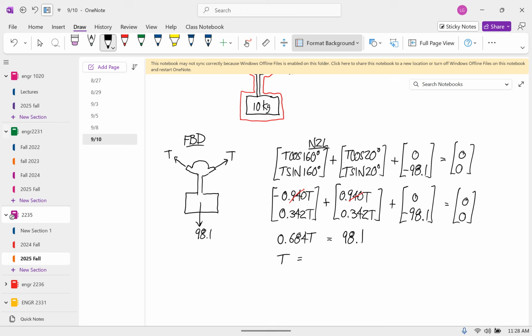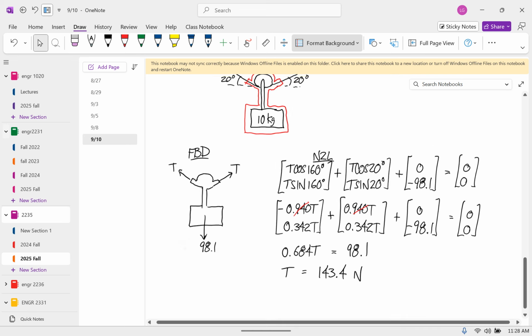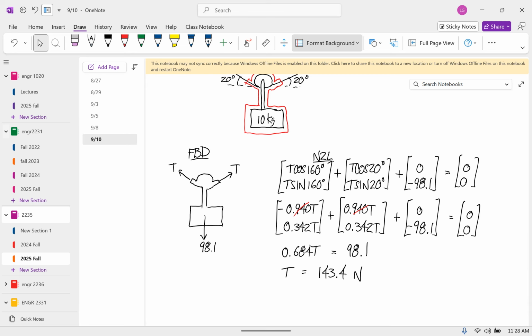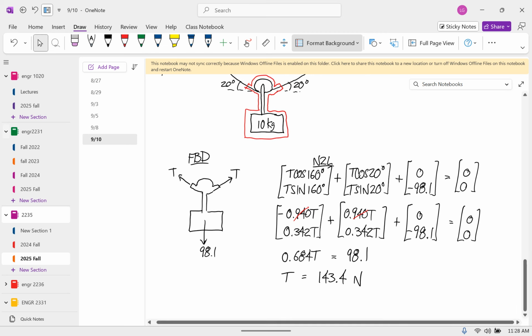So it's going to be something bigger than half. 143.4. Okay, so it's still decreasing the force that you need to apply to hold it up. Oh, 143, yeah. I also got 143.42, dividing 98 by something smaller than one.